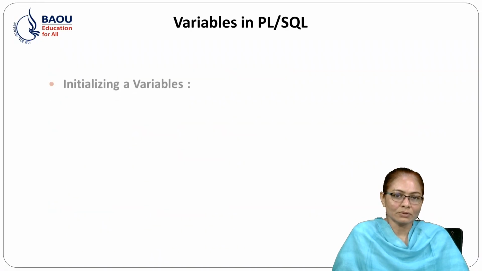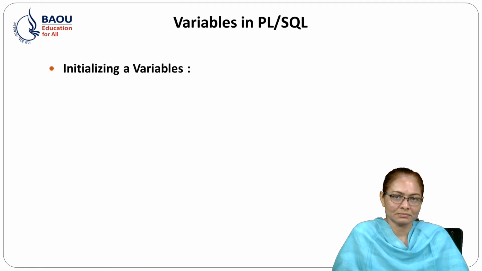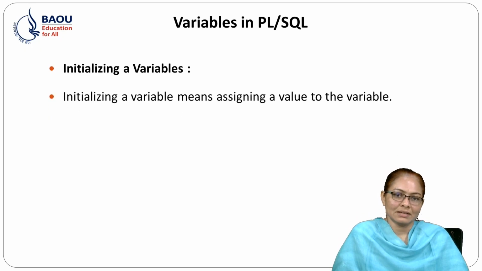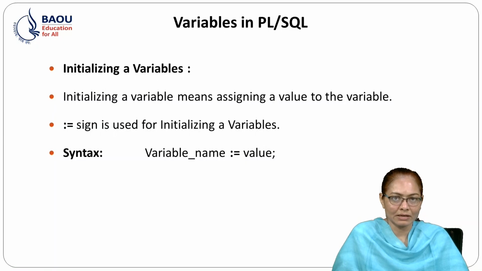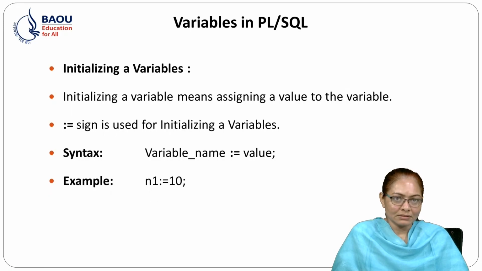Now, how to initialize the variable? We saw the declaration. Now, how to initialize? Initializing a variable means assigning a value to the variable. The colon and equal to sign is used for initializing a variable. The syntax is the variable name, colon, equal to, and then the value, then a semicolon. For example, N1 colon equal to 10. So 10 is stored in the N1 variable.